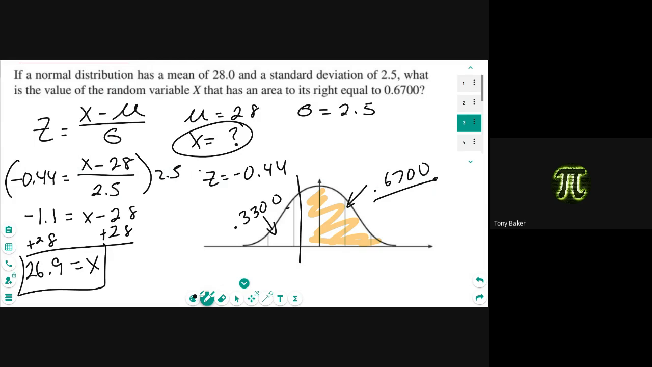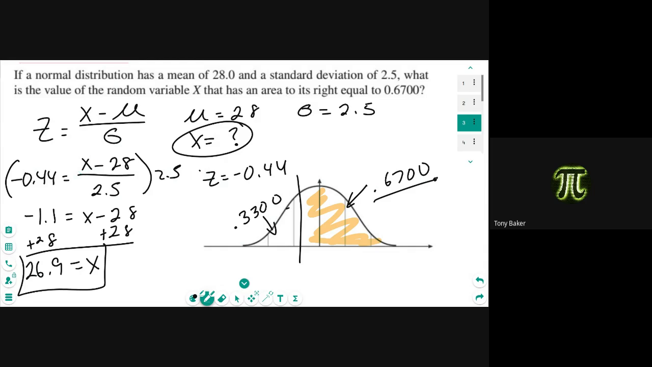Go ahead, ask. I'm confused on how you did all of that. You don't know how I got the negative 0.44? Yes, that I understand. Okay, so this is my formula. Z equals x minus mean over standard deviation. That's the same formula we've been using. So your X is what? X is x. We don't know. That's what we're looking for.